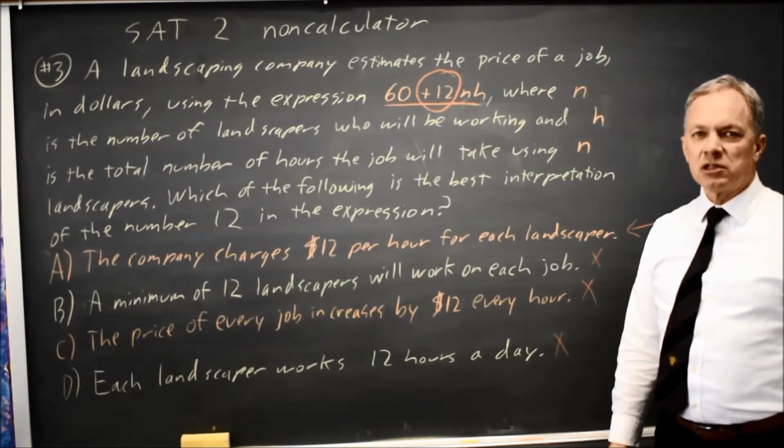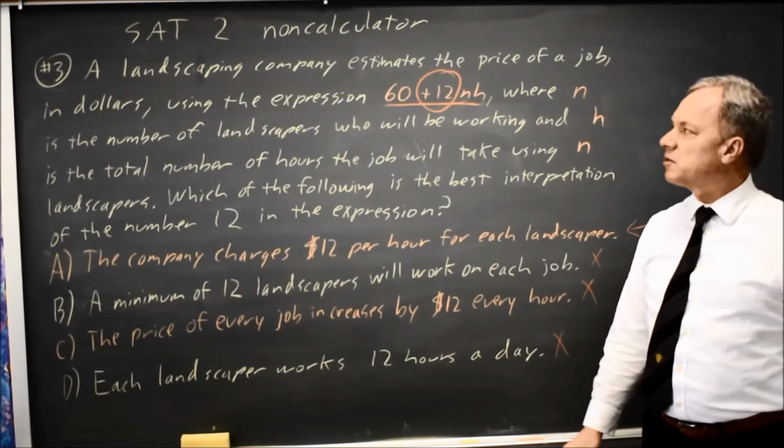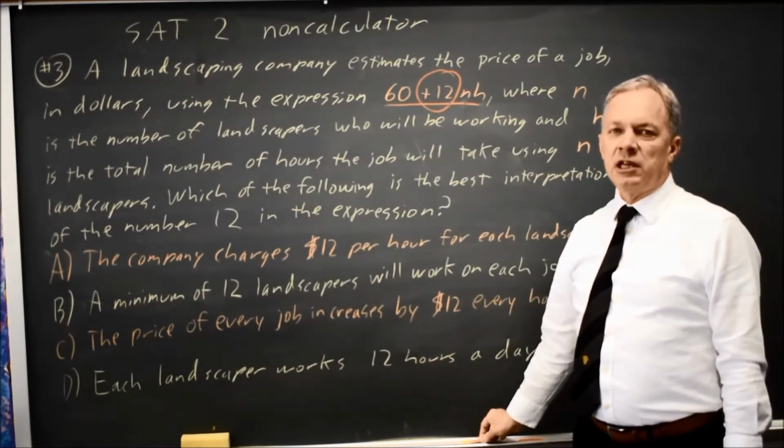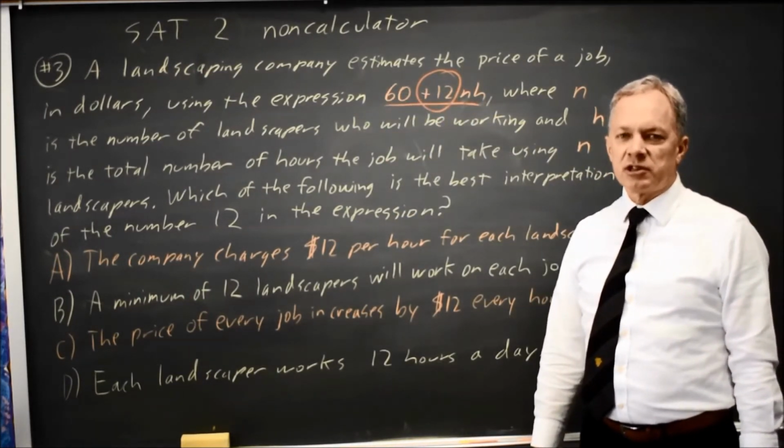The College Board usually asks for the interpretation of the slope, 12, and the intercept, in this case 60, in 2 different questions throughout your SAT.